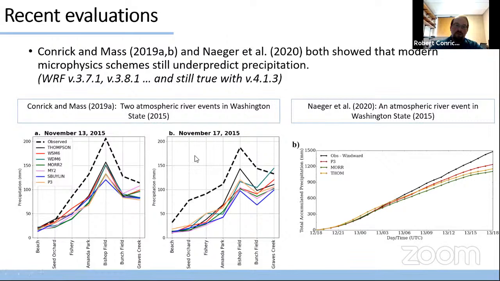And so here on the left, I'm showing some figures from a paper that we published a couple of years ago, of precipitation accumulations in Washington State over a few stations that are pretty close to the coast and experience warm rain. The black dashed line here is observations, and all of these colored lines indicate different microphysical schemes. So pick your favorite scheme, it was still underpredicting precipitation during these warm rain events. Now here on the right is another study published in 2020 that used a similar event and found very similar results: when you look at windward slopes of mountains, and they also looked at coastal areas, precipitation is underpredicted by current bulk microphysics schemes.